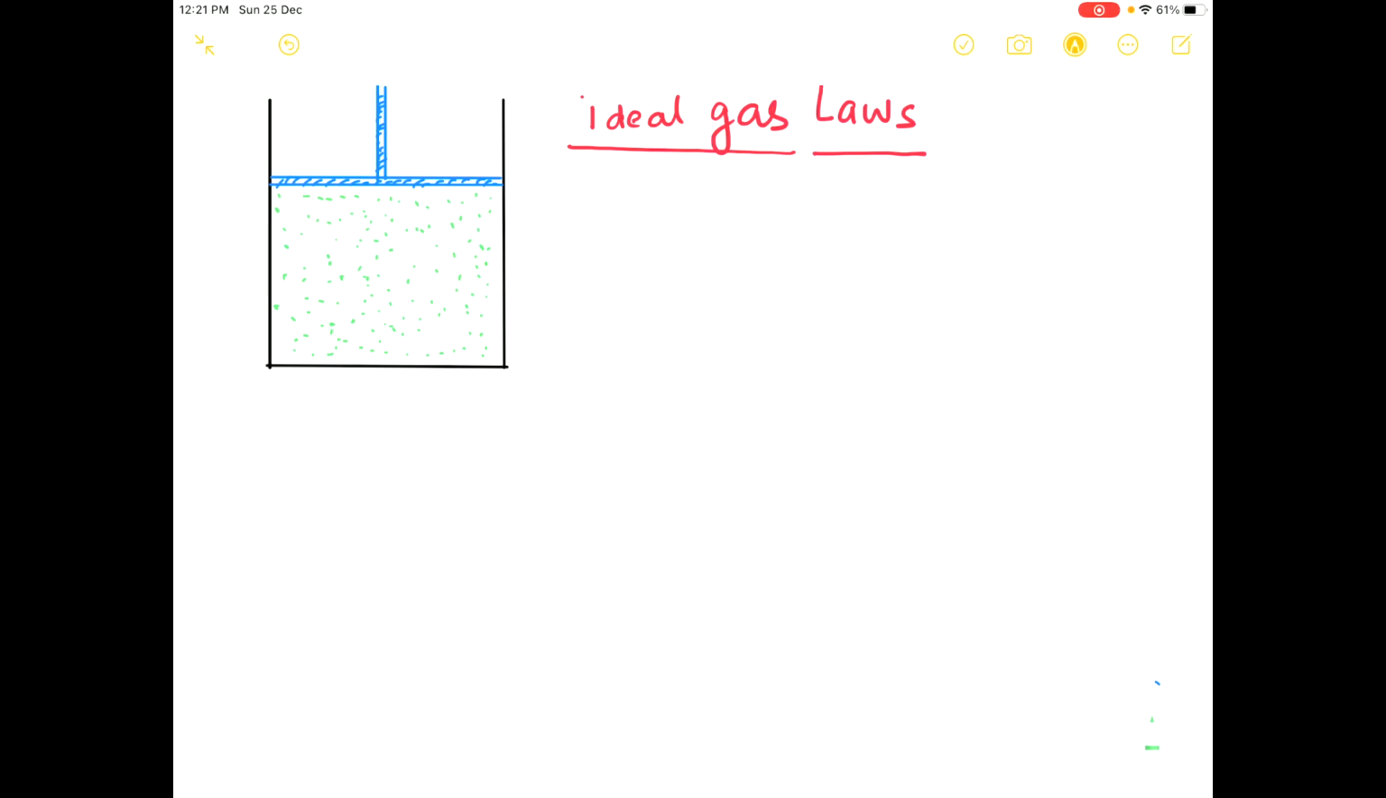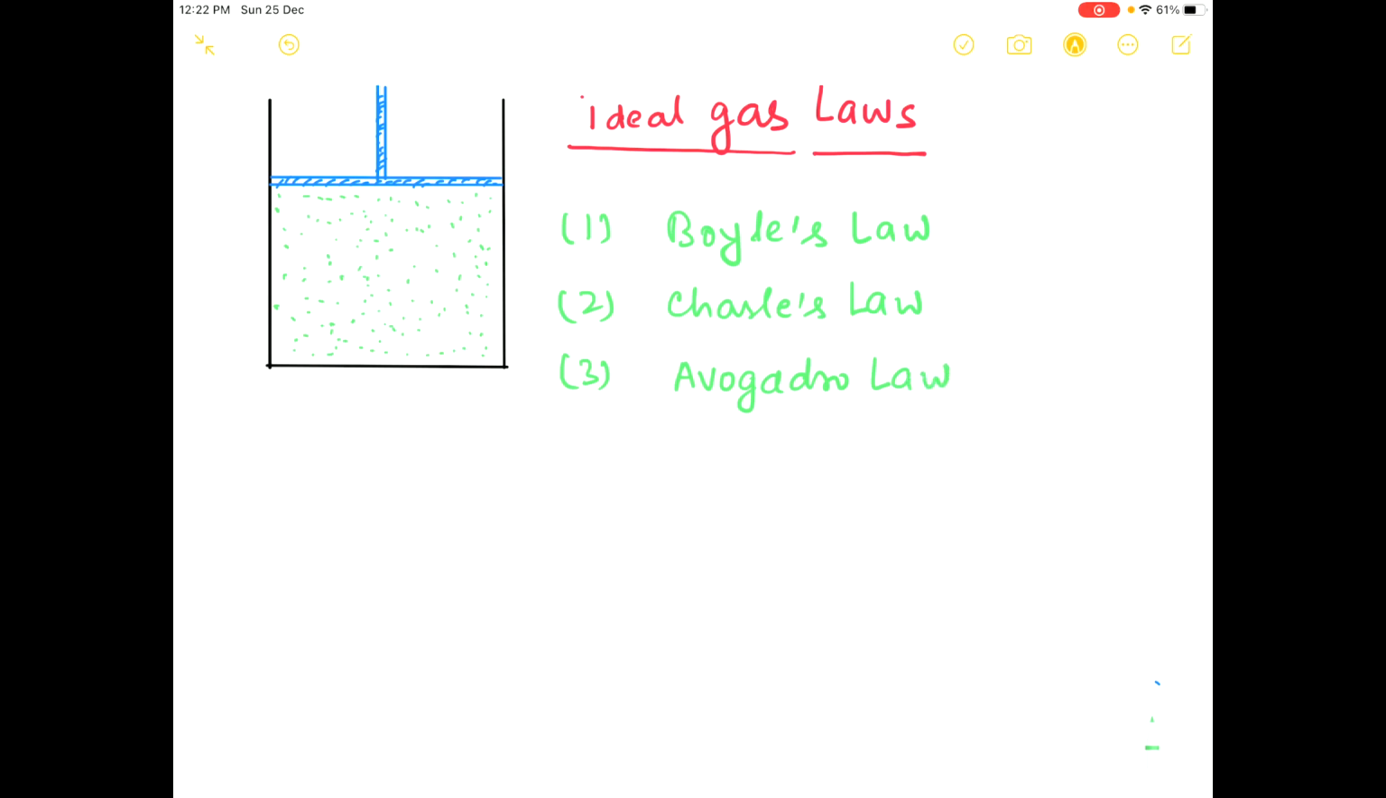Hello students, in this class we shall study about ideal gas laws, and these are the laws. First comes Boyle's law, then comes Charles' law, and then comes Avogadro law. And by combining these three laws we get ideal gas law.